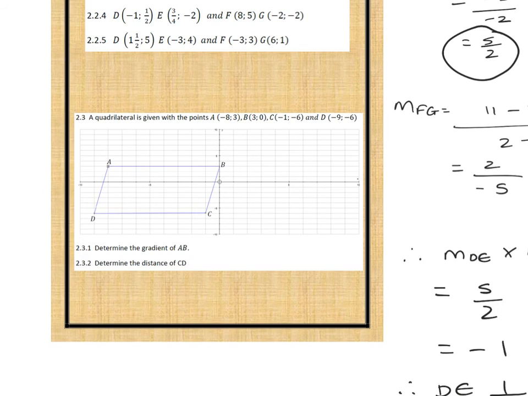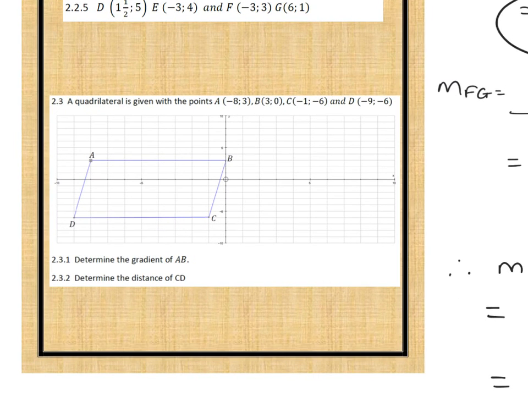And then it says the quadrilateral is given with the points A, which is -8 and 3, and then B, I see, should be 0 and 3, not 3 and 0. And then you have C, -1 and -6, and D, -9 and -6. So determine the gradient of AB, and then determine the distance of CD.